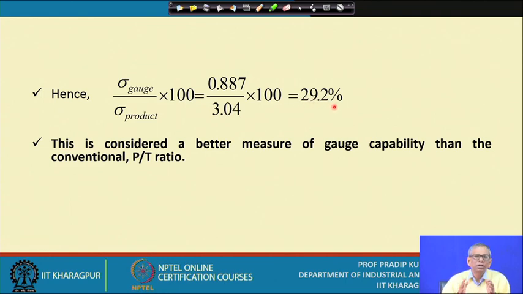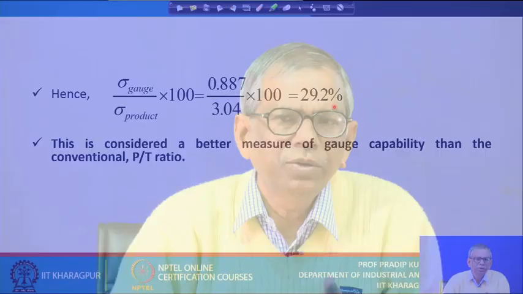That means one part of the variability is due to the product, and one part of the variability is due to the measuring instrument. Now you check what is the error proportion due to the gauge or the measuring instruments vis-a-vis the product variance. Is it okay? So this may be treated as a better measure than the P/T ratio.